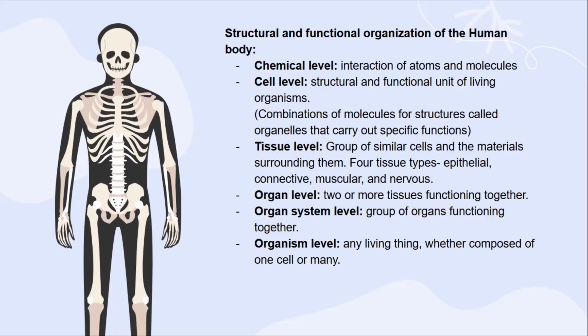And there are four types: epithelial, connective, muscular, and nervous. The next level is the organ level, and this involves two or more tissues functioning together. And then after that is the organ system level, which involves a group of organs functioning together. For example, this involves the digestive system, the respiratory system, the urinary system, and more. And lastly is the organism level. And the organism level is any living thing, whether composed of one cell or many. It can be a cat, a human being, or more.